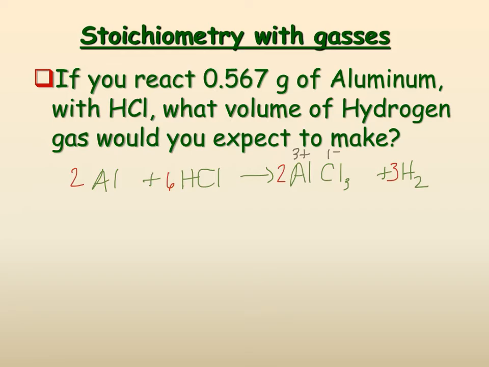So now that I have my balanced equation, let's set up my stoichiometry. So I'm starting in grams, which means I need to convert from grams to moles. So I'm going to use my molar mass. 0.567 grams of aluminum. And aluminum has a molar mass of 26.982 grams of aluminum, and that's going to be equal to 1 mole of aluminum.